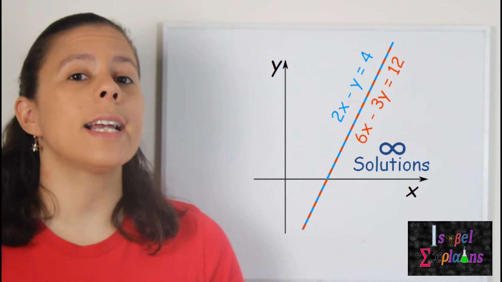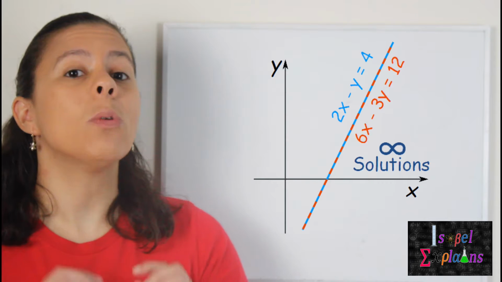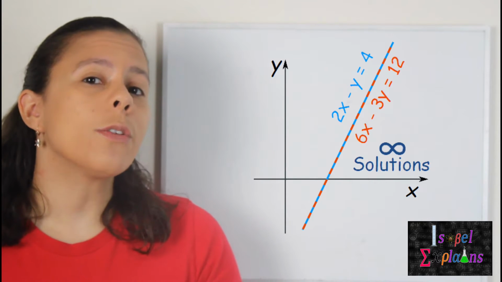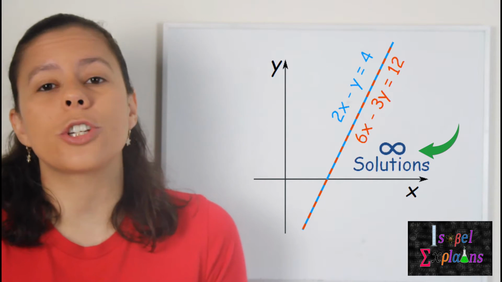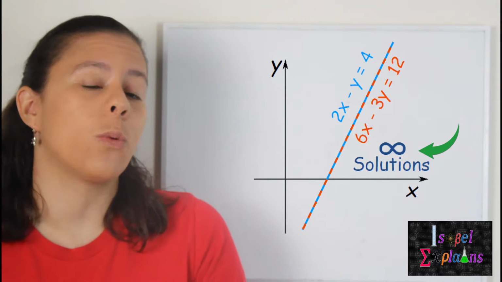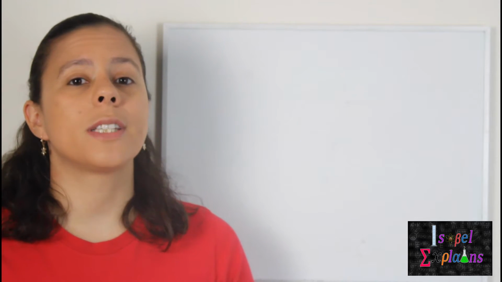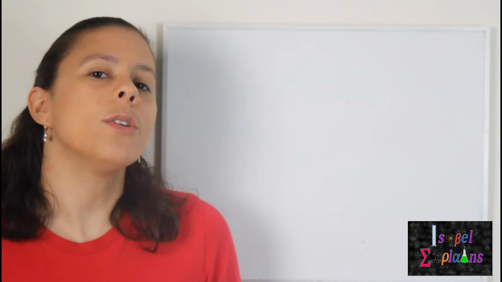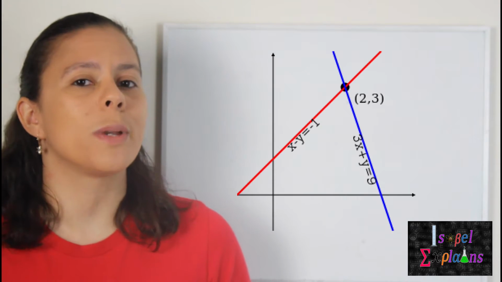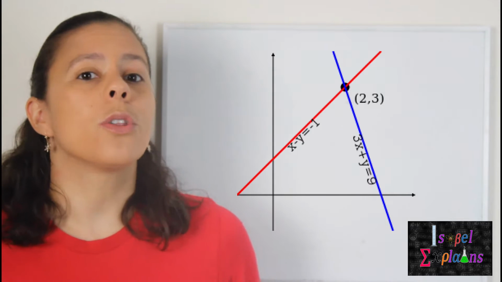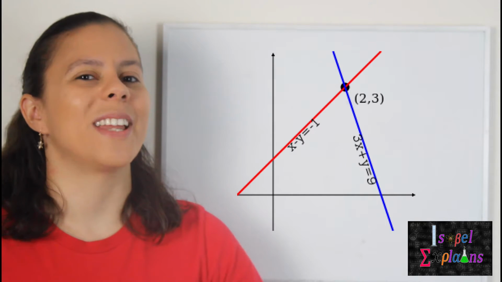Note, if the two lines have the same simplified equation, they will touch at every point. Therefore, they will have an infinite amount of solutions, and any x-y pair that works for one equation will work for the other. Now, the most common type of system of equations you will find are those that have only one solution, because they'll meet at only one point. So those are the ones we're focusing on in this video.